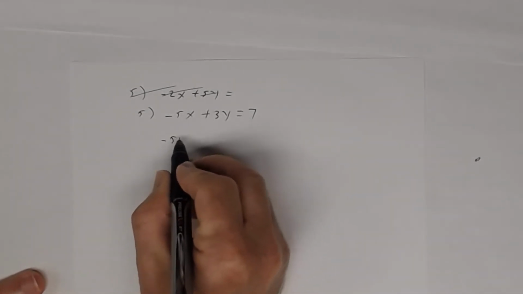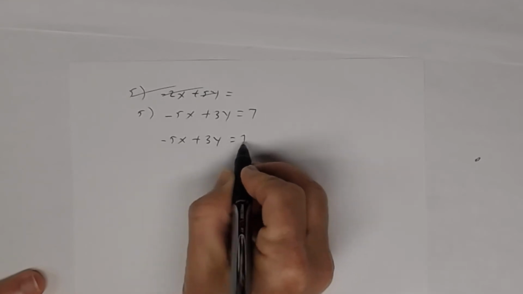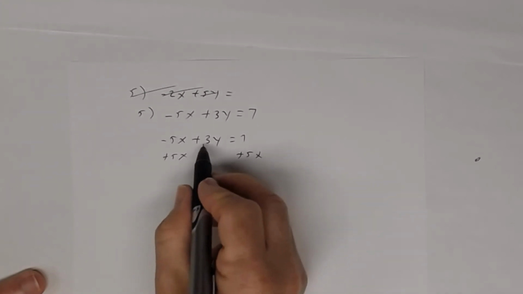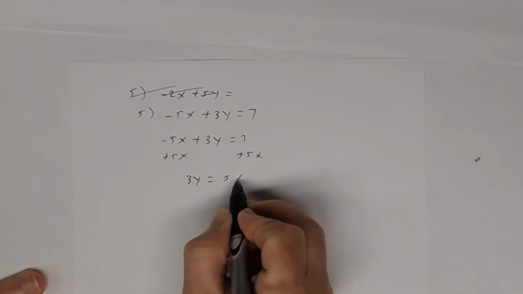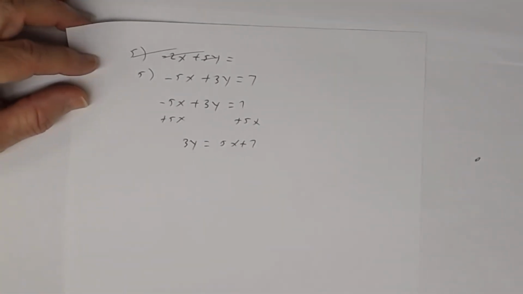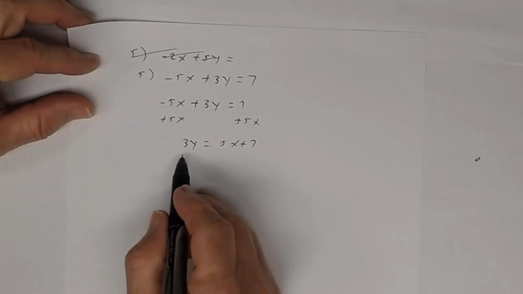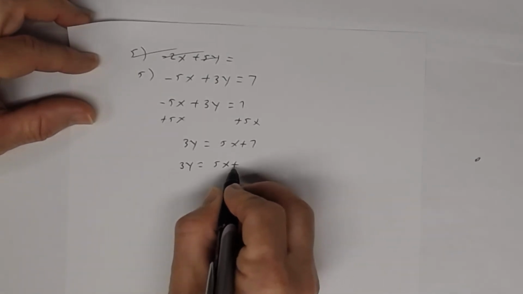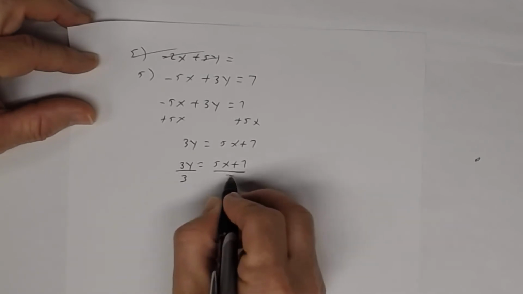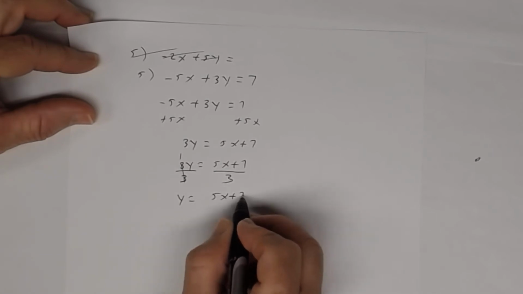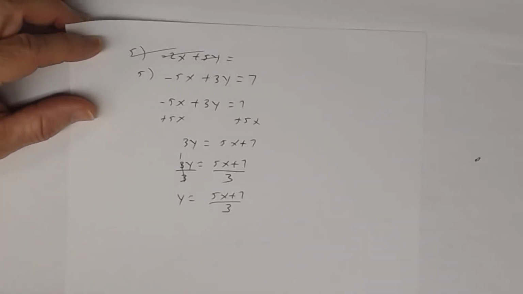So I'm going to go ahead and rewrite this over. And so I'm going to add 5x to both sides, just like this, right? And so I get 3y equals 5x plus 7. Just like we did before, we're going to divide both sides by 3, just like this. 3 divided by 3 is 1. 1 times y is y. So you have y equals 5x plus 7 divided by 3. Now, remember we got to this point.